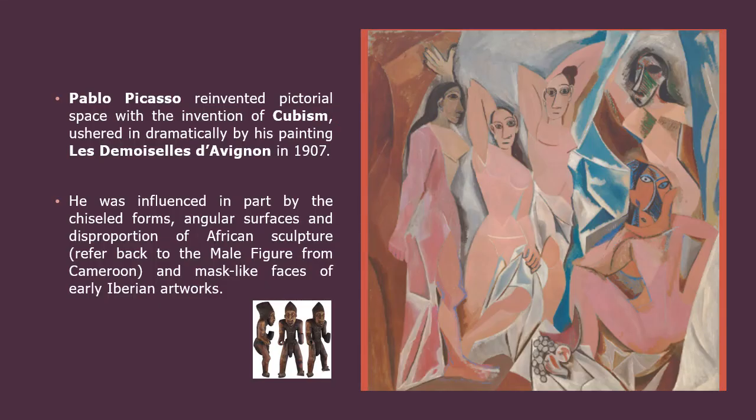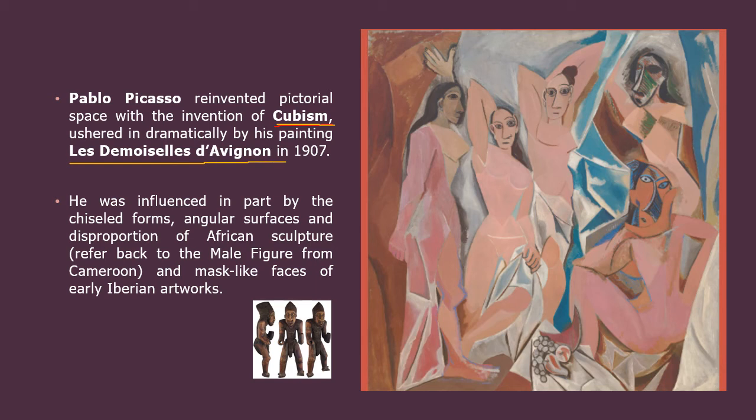Alright, so after nearly 500 years of using linear perspective, the Western ideas about how space is depicted accurately in two dimensions went through a revolution at the beginning of the 20th century. That is where Pablo Picasso went to Paris and reinvented pictorial space with the invention of Cubism. As we discussed in our previous lesson, Pablo Picasso invented Cubism. He showed the image of Cubism in his painting entitled Les Demoiselles d'Avignon in 1907.